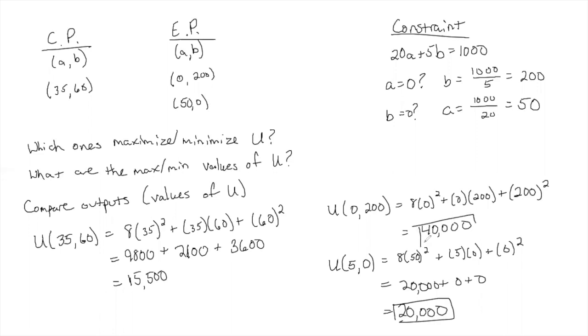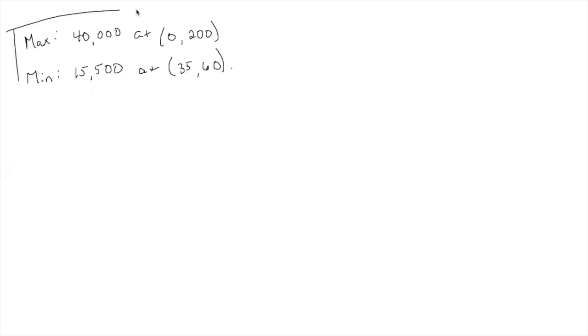So these are the things that I have to compare. I probably shouldn't have boxed them, probably should have circled them or something different. But now I just have to find what's the biggest and what's the smallest and what are the locations. So it looks like 0, 200 gives us the biggest. 35, 60 gives us the smallest. And we have those values. So max is 40,000 at the ordered pair AB, 0, 200, and the min is 15,500 at, what was it, 3560 or 6035? 3560. Okay. Right. And this would be our final answer in this case. I can't draw a straight line. Okay.